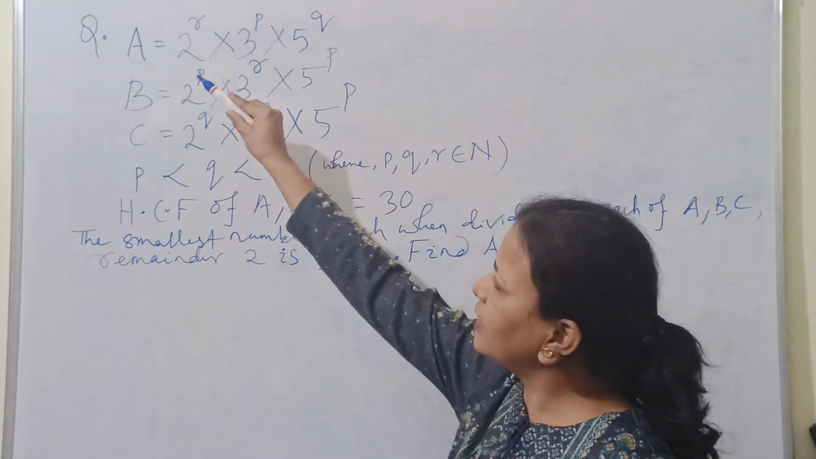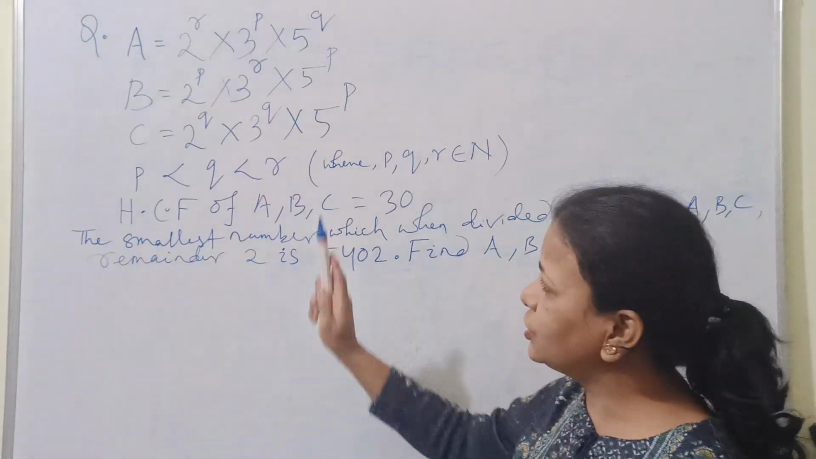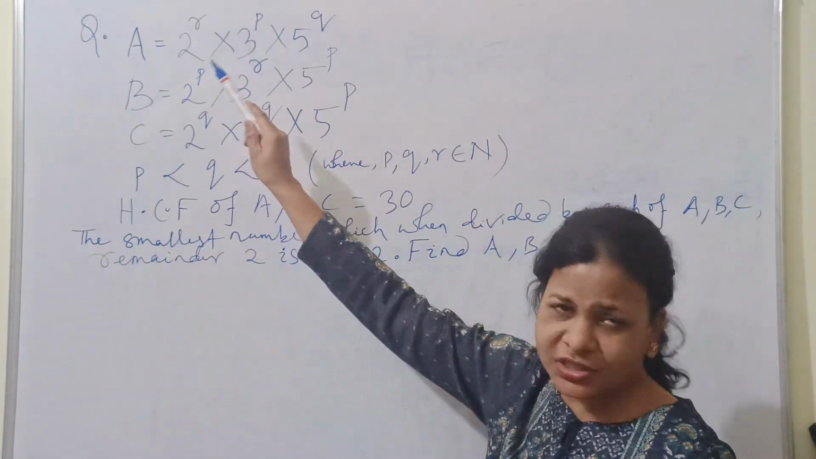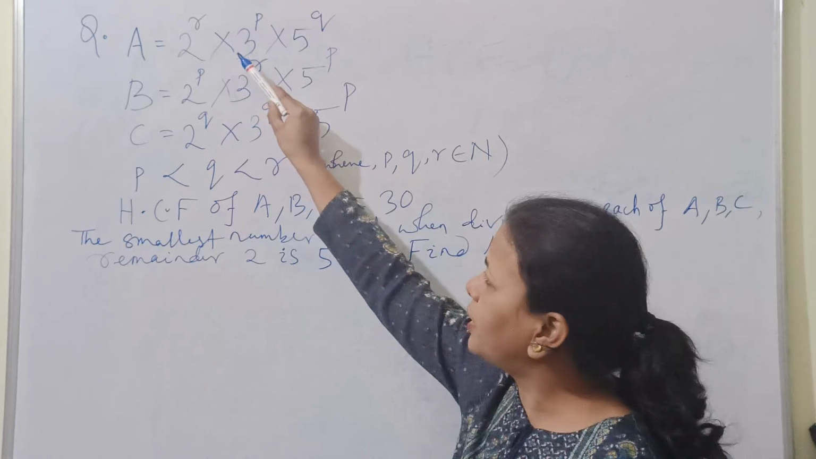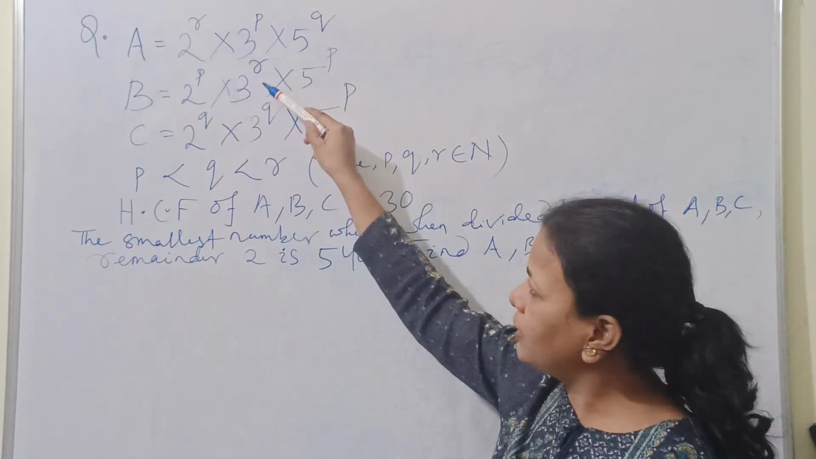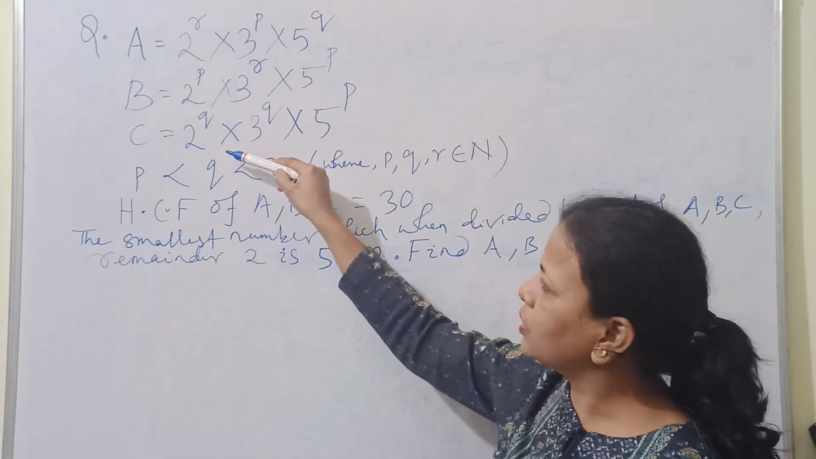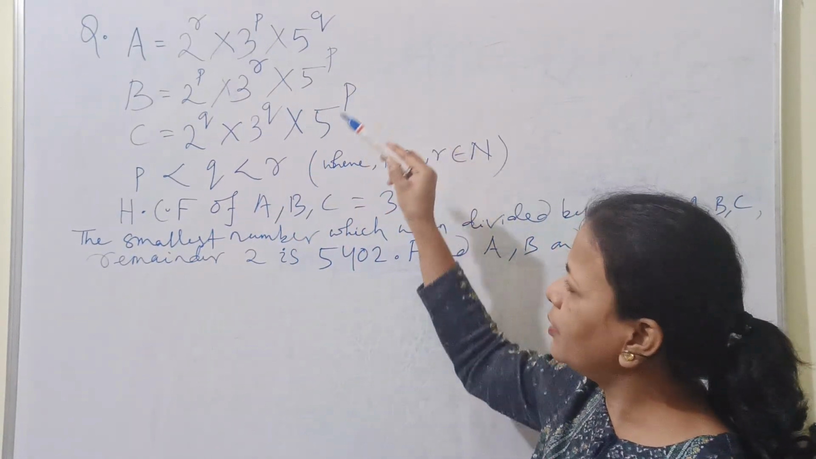Here, A, B and C are three numbers and their prime factorizations are given. The prime factorizations are like this: A equals 2 to the power r into 3 to the power p into 5 to the power q. B equals 2 to the power p into 3 to the power r into 5 to the power p. C equals 2 to the power q, 3 to the power q, 5 to the power p.